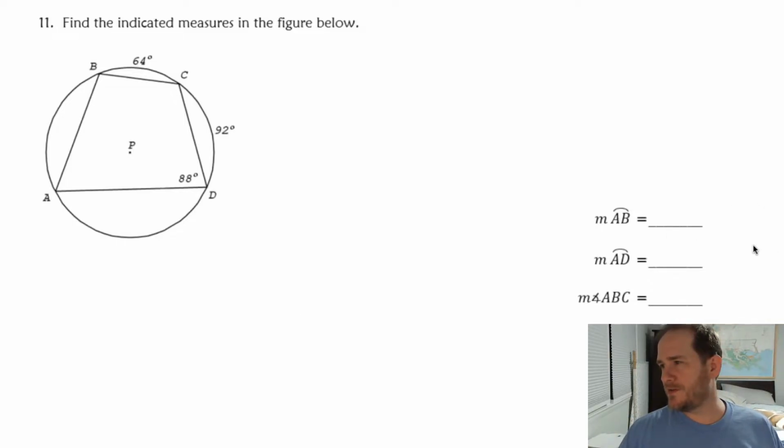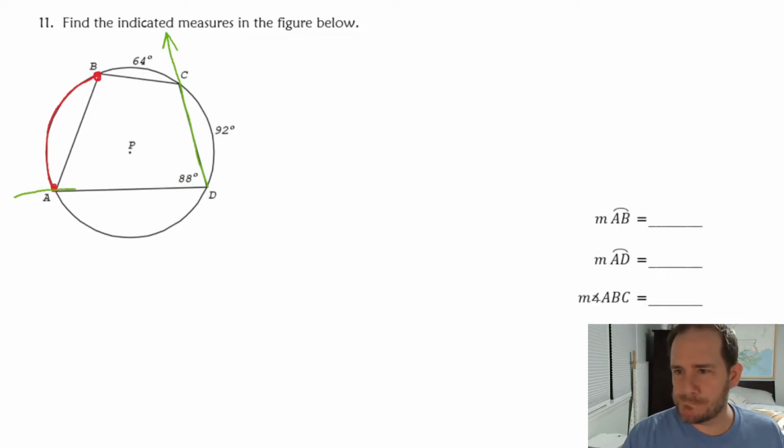But looking at this, I need the measure of arc AB. AB is this guy. And I might not be able to find that yet. Maybe I got to find some more stuff first. I kind of don't. You should see this inscribed angle right here. The one whose vertex is at D. See that 88-degree angle? You know that inscribed angles are half of the arc they cut.